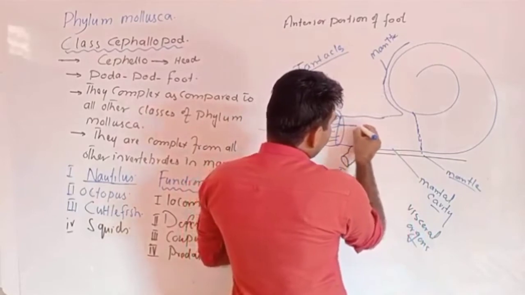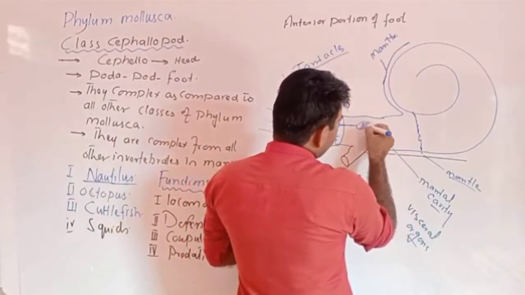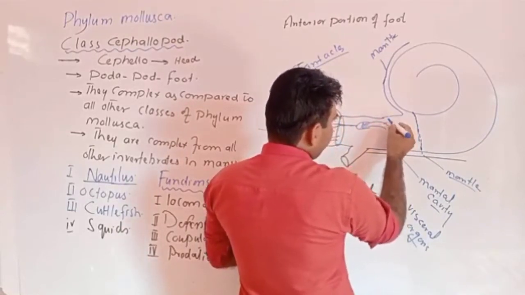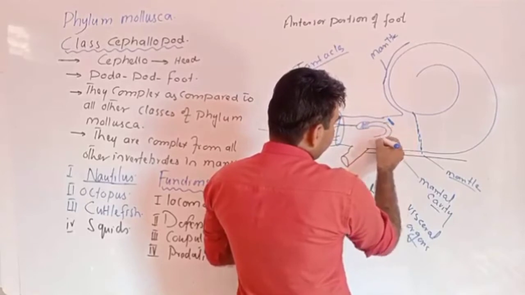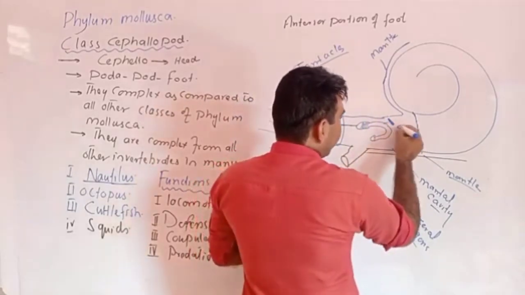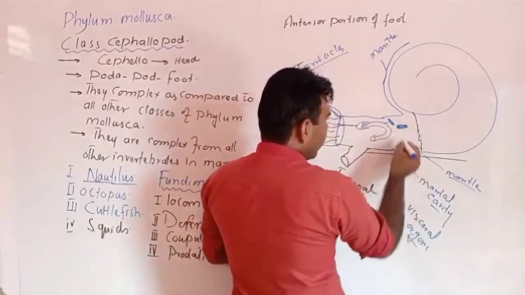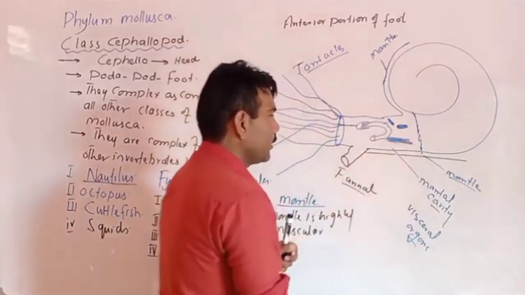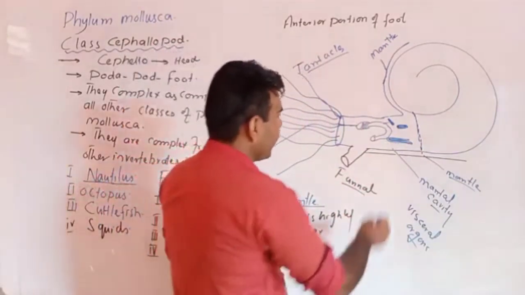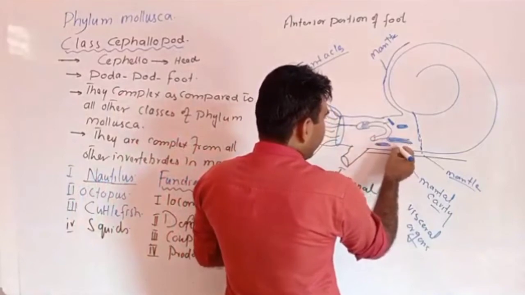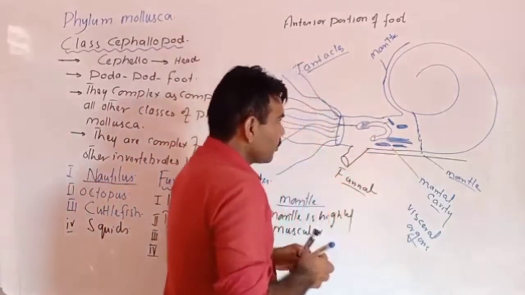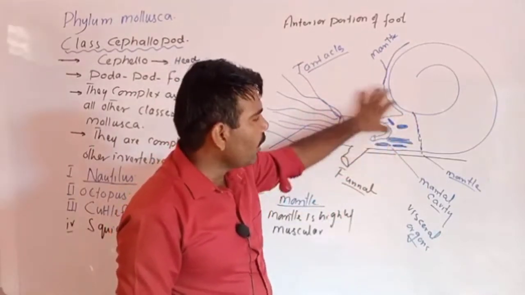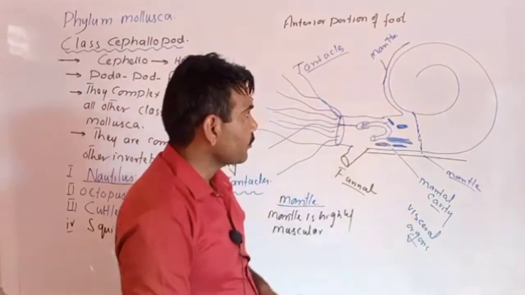So how? This one is an esophagus, and here generally a crop is present. This one is a stomach. These are the glands which are involved in the digestion. And this one is the anus. Here gonads are present. This one is a heart which is involved in the circulation of fluid inside the body. These are the kidneys, and here the gonads are present. So all these internal body organs are present in the mantle cavity. All these organs are known as visceral organs.